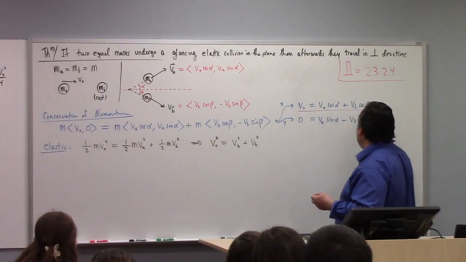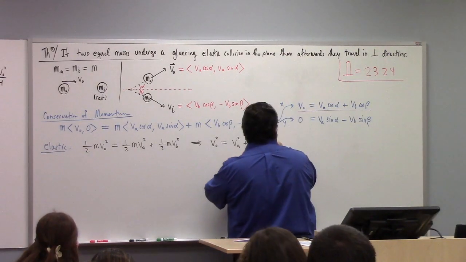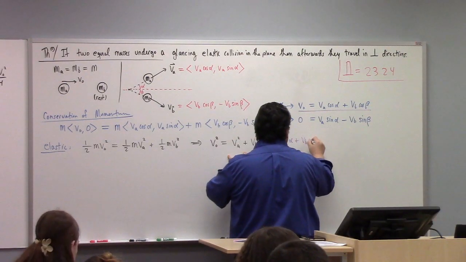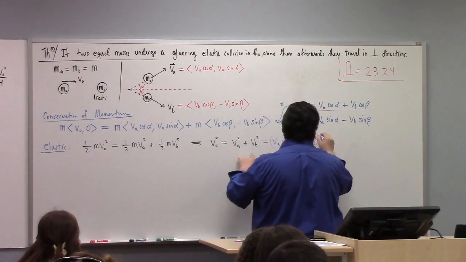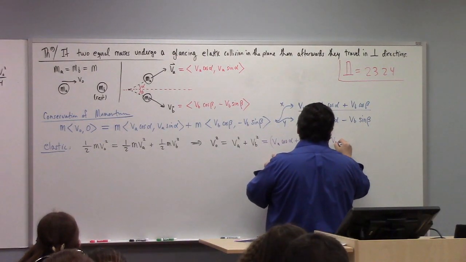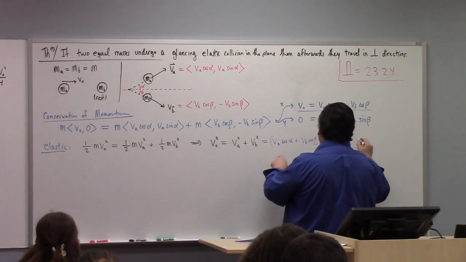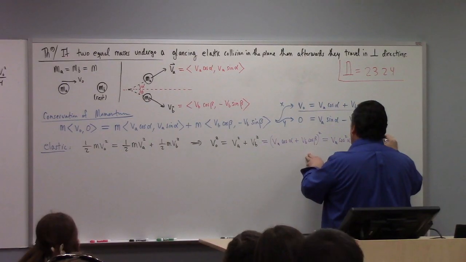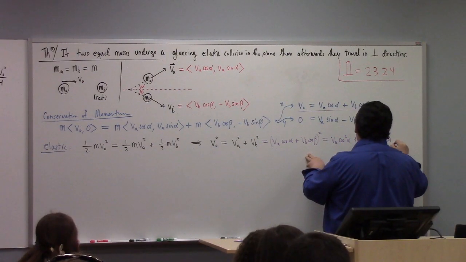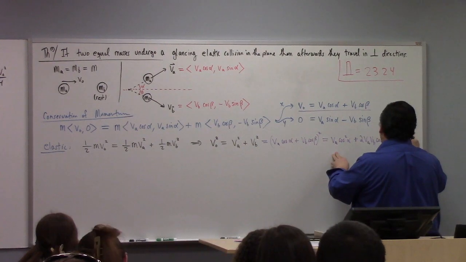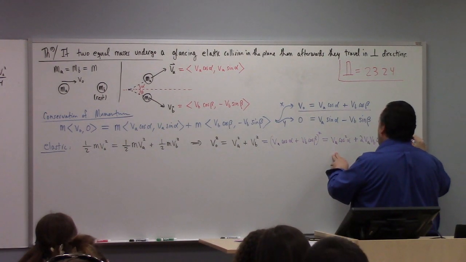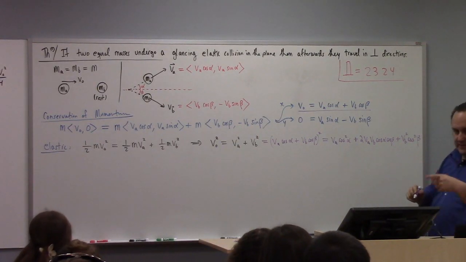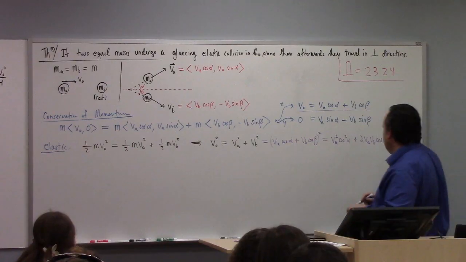So v naught squared is that. If I square this equation, this gives me, VA cosine alpha plus VB cosine beta quantity squared, which by the way is VA cosine squared alpha plus 2 VA VB cos alpha cos beta plus VB squared cosine squared beta. Do you see an error in what I wrote so far? VA squared, thank you. Right, VA squared, I should have that.